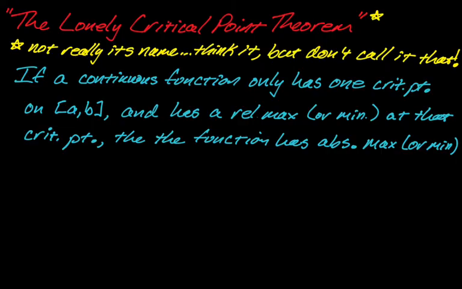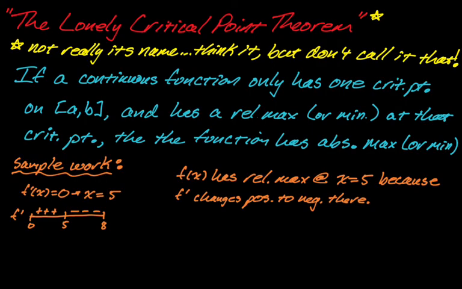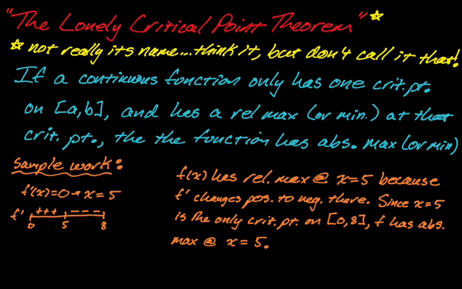If you're at a minimum, you can never turn around to get lower than that, so it must be the absolute minimum. Here's some work. f prime of x equals 0 gives me only x equals 5. I'm going to pretend that my interval is from 0 to 8. f prime goes positive to negative. So here's what I would write. It's kind of a lot, but it does the job. f of x has a relative maximum at x equals 5 because f prime changes from positive to negative there, so I'm basically doing the first derivative test. Now, here's the key. Since x equals 5 is the only critical point on [0, 8], f has an absolute maximum at x equals 5.